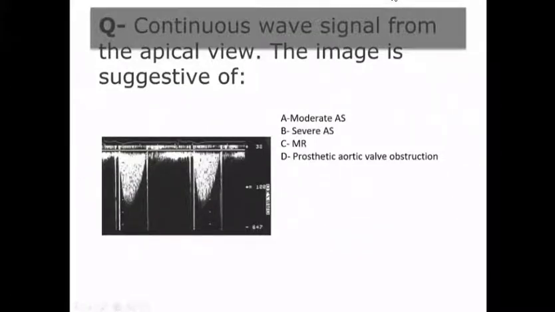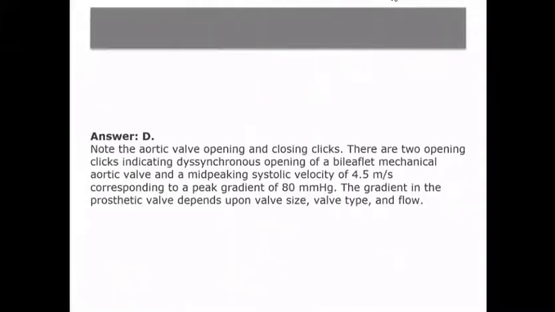You can see these two bright markings, the opening and the closing of the leaflet. So this was the prosthetic valve stenosis, the obstruction. Whenever you label a prosthetic valve obstruction or stenosis, you should know the normal gradient across the valve. Then only you can label whether this was stenotic or not. So this was the last slide.